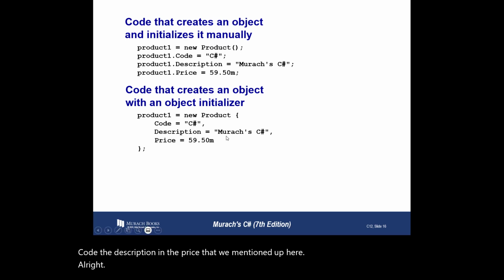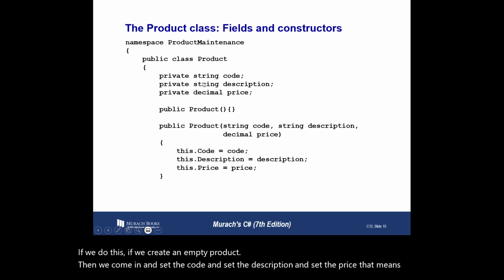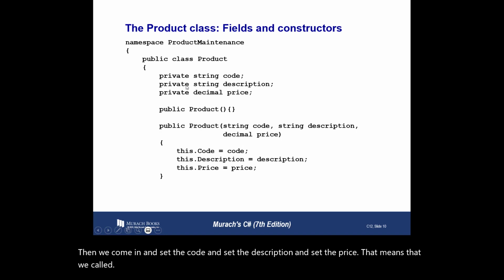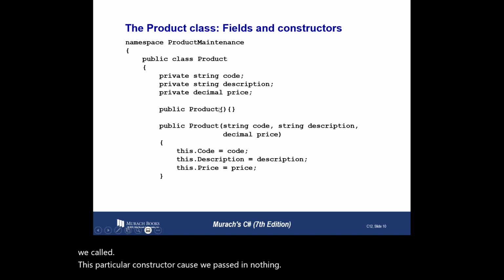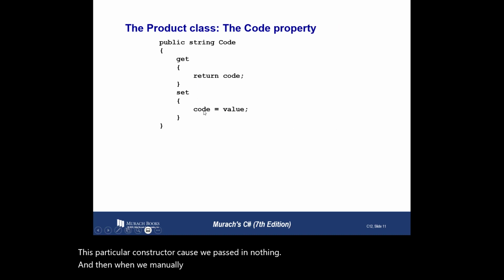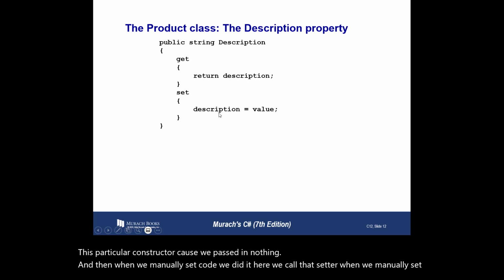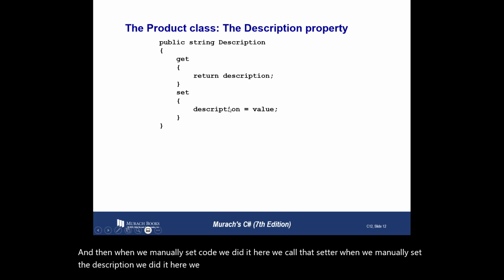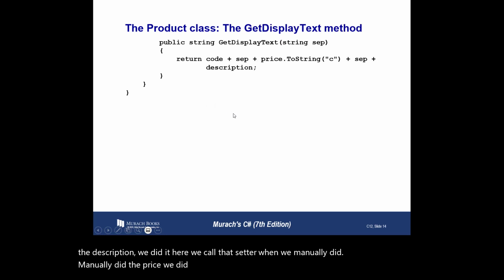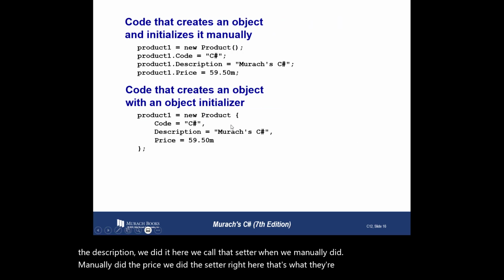If we create an empty product, then we come in and set the code and set the description and set the price. That means that we called this particular constructor because we passed in nothing. And then when we manually set code, we did it here. We call that setter. When we manually set the description, we did it here. We call that setter. When we manually did the price, we did the setter right here. That's what they're talking about. All right?